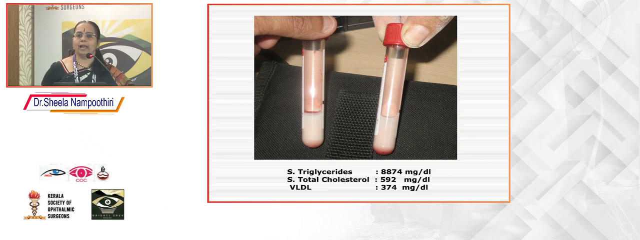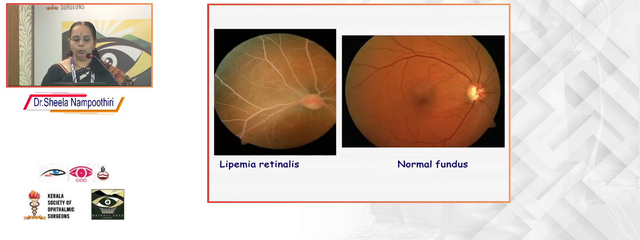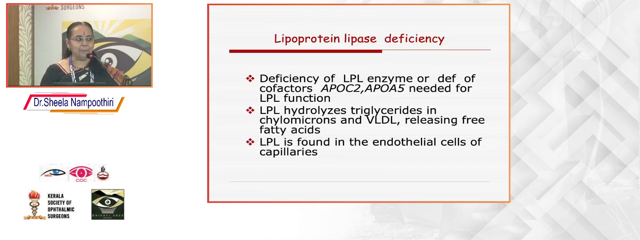This is the blood sample of a 3-day-old baby. You can see that this blood is purely white in color. The sample was taken for some other reason because the child was having hypoglycemia. The triglycerides were 8,800, total cholesterol 592, and VLDL was 374. And the baby was having very florid lipemia retinalis. Coming to this, what this child was having is a lipoprotein lipase deficiency.